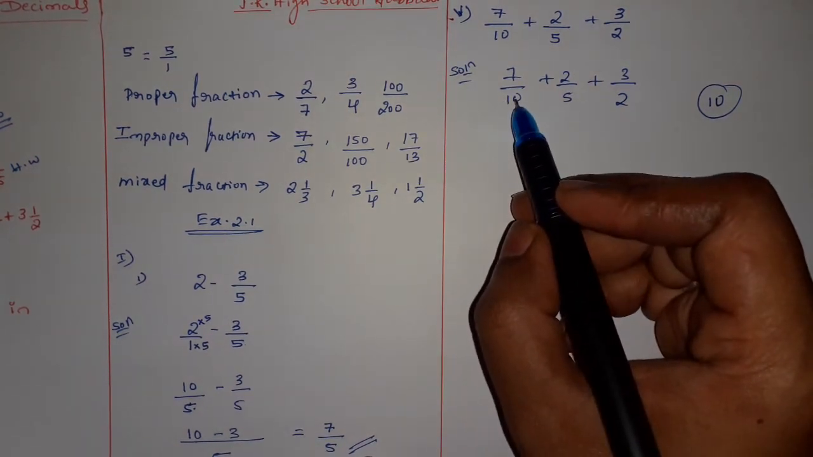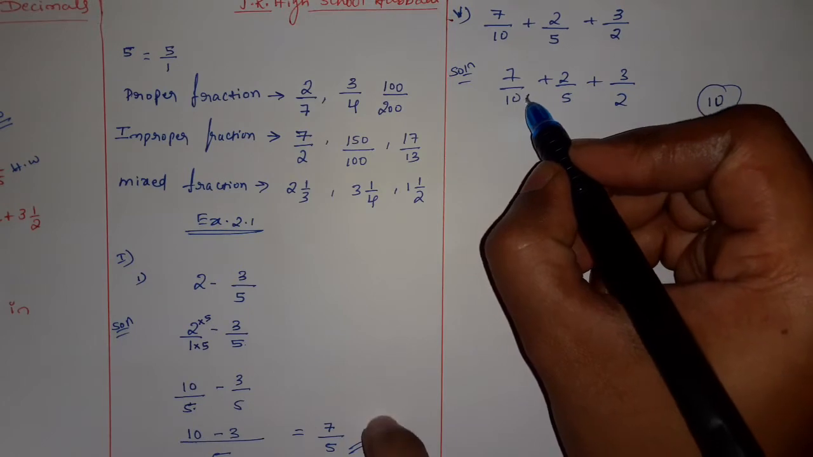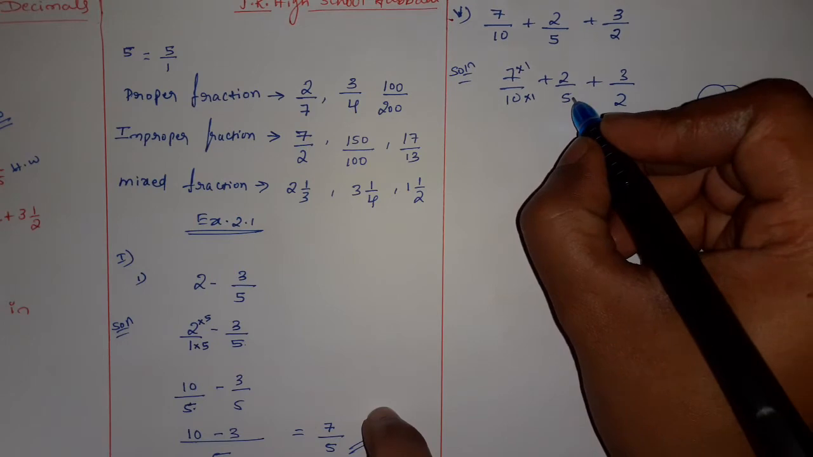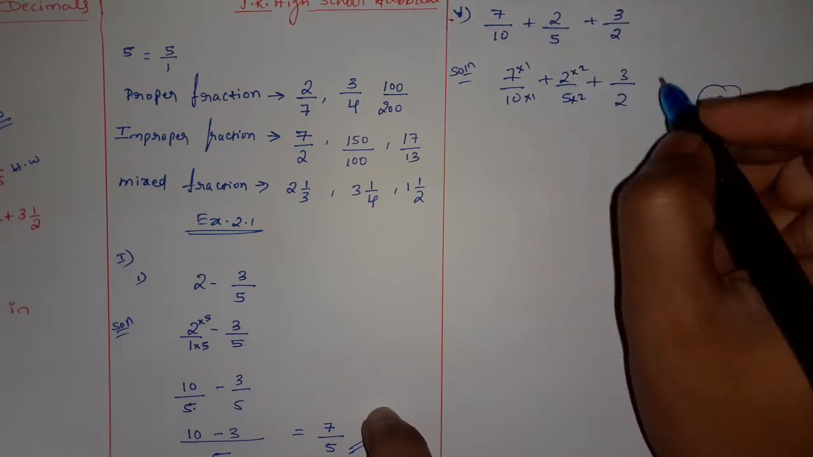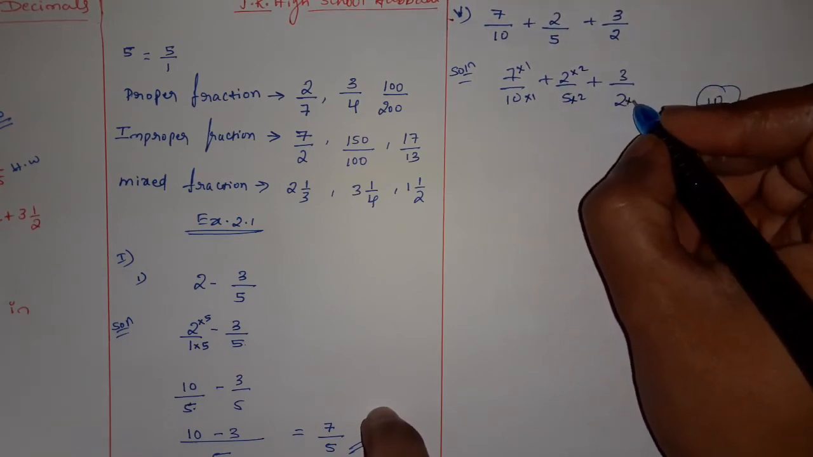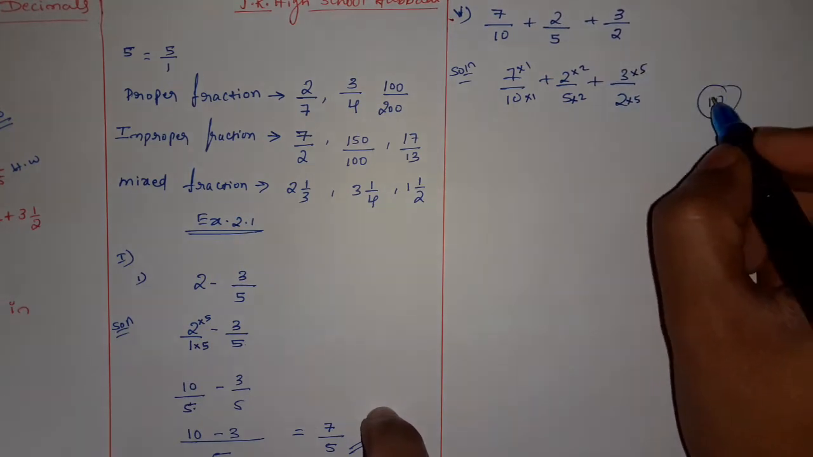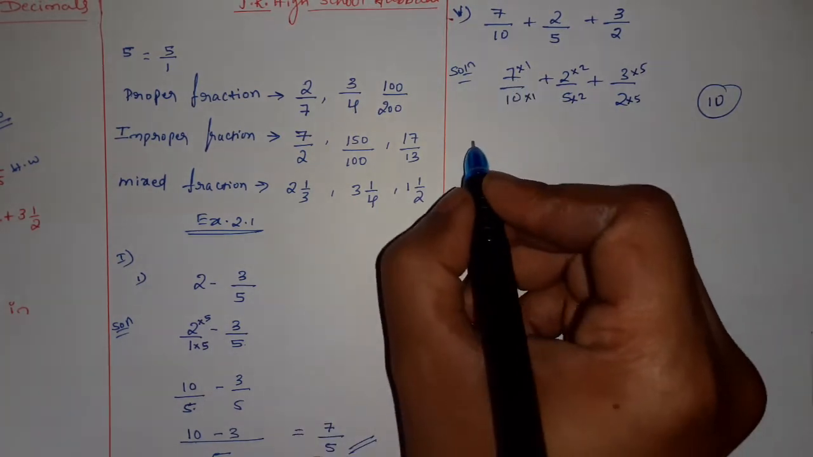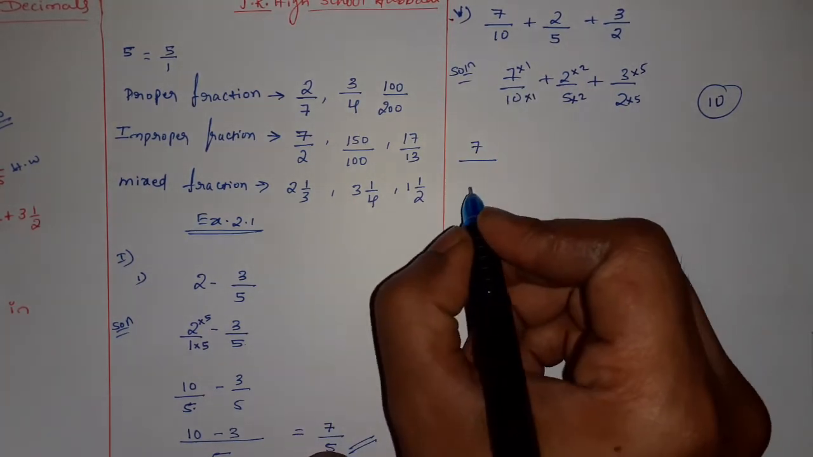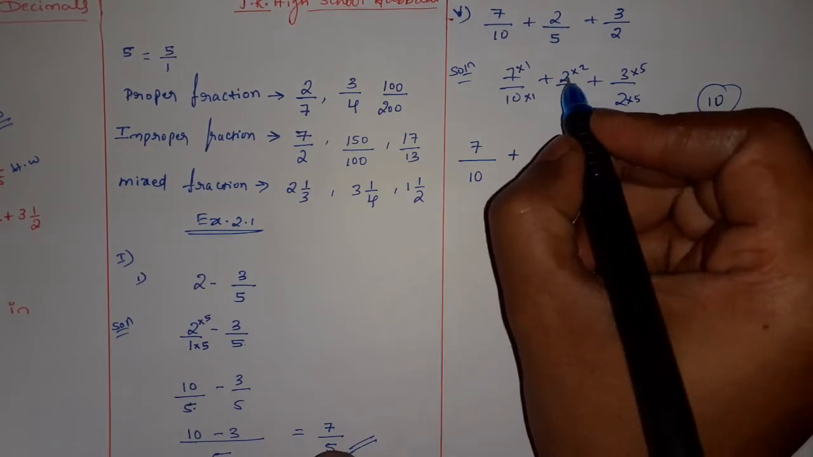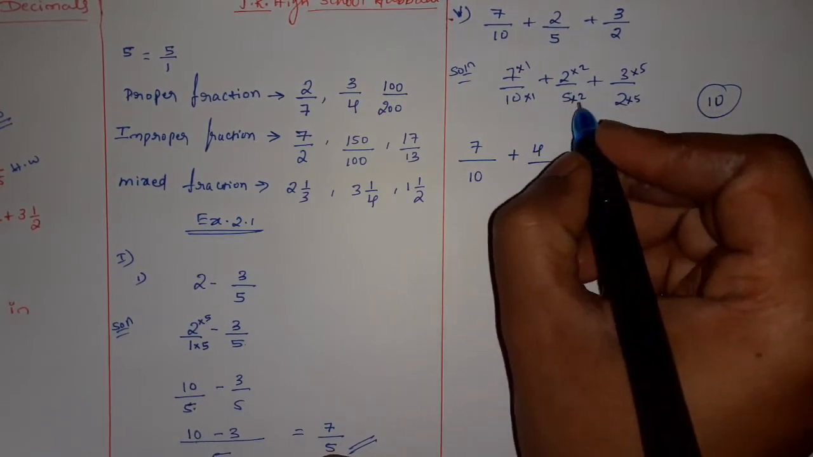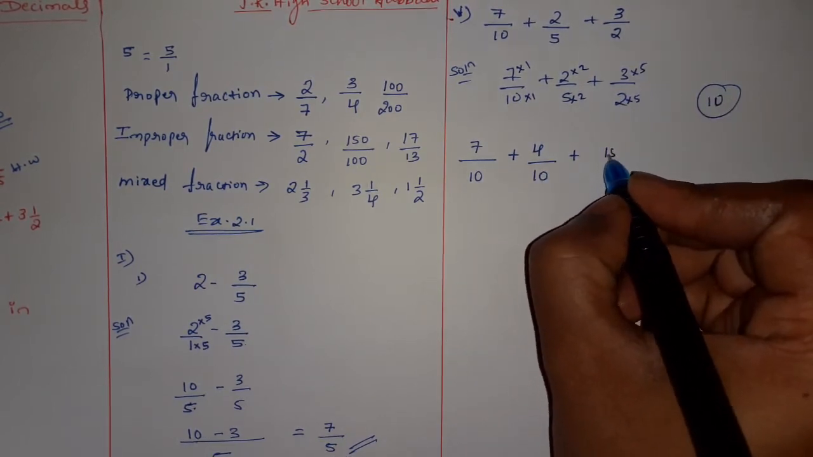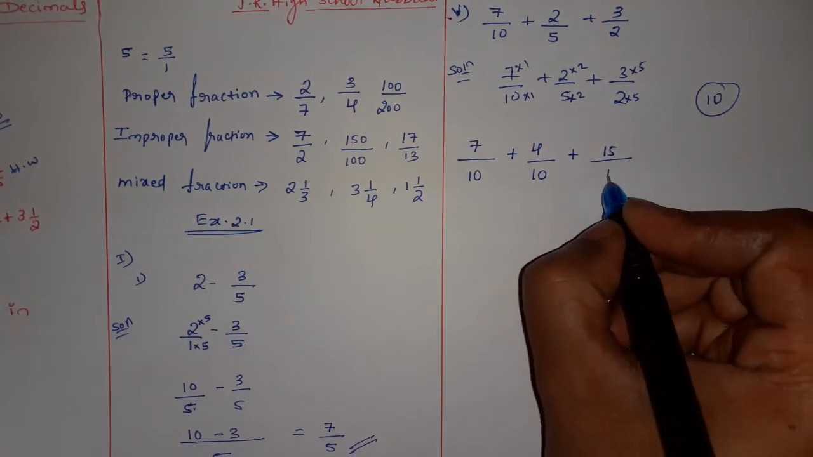So check 10. 10 how much is the 10? 10 ones are 10, no? So into 1. 5 how much is the 10? 5 2s are 10, no? 2 how much is the 10? 5. Likewise. Once you get the common number, next step is very easy, you just multiply. 7 into 1 is 7, 10 into 1 is 10, plus 2 2s are 4, 5 2s are 10, plus 3 5s are 15, 2 5s are 10.